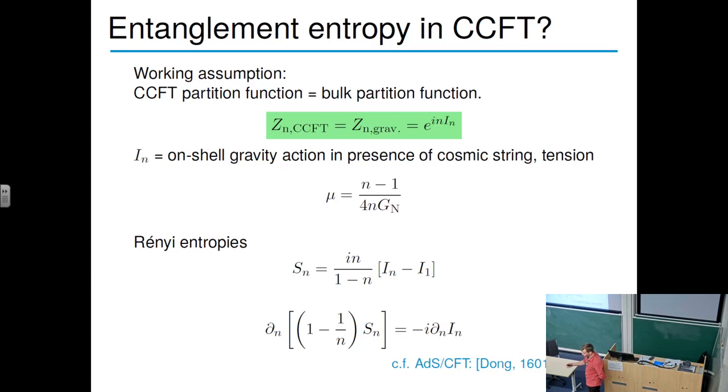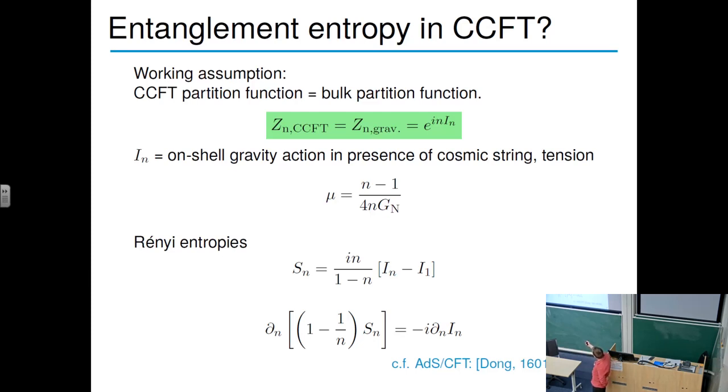And then because of this relation between the uniformization map and the cosmic string superrotation, this on-shell action will be the action for the solution that I wrote down on one of my first slides, the metric with the cosmic string. And I didn't have a good place to put it, but the tension of this cosmic string is related to n, as I mentioned. And this is the same tension that shows up in Rényi entropy computations in AdS/CFT in this work by Dong.